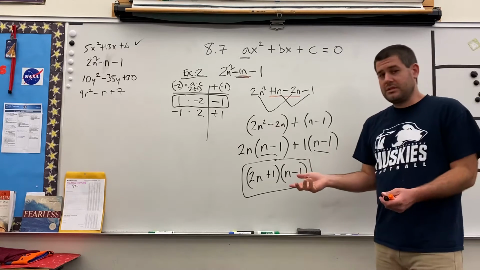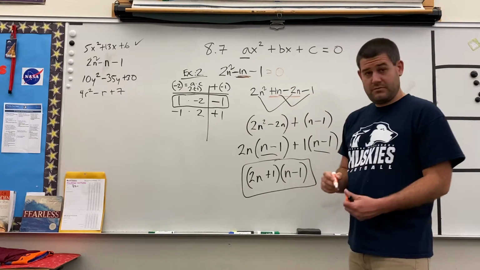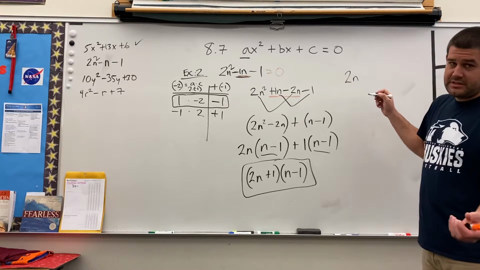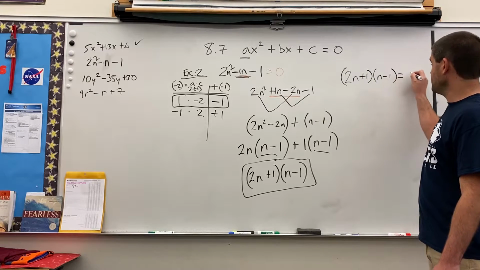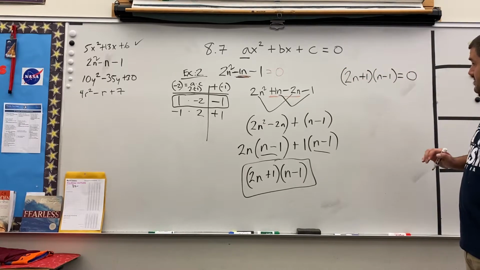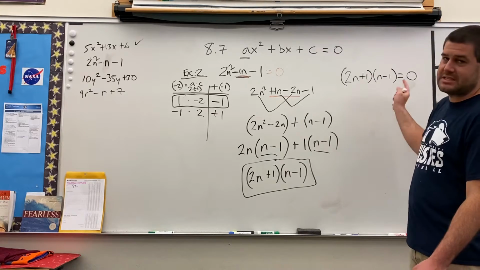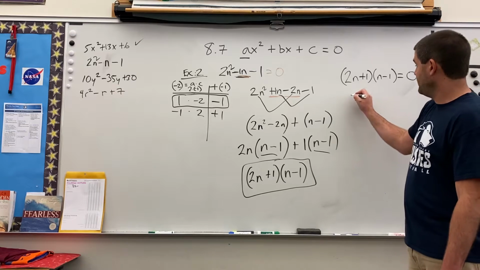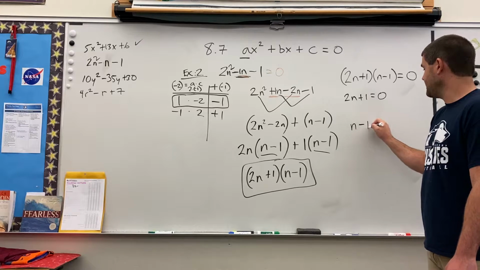Now, in the homework, let's say they ask you to also solve this for equaling 0. Well, just like we did in the last lesson, 2n plus 1 times n minus 1 equals 0 would mean that you make this guy equal to 0 and make this guy equal to 0. Because if either one is 0, then it's going to make your entire equation equal to 0. So 2n plus 1 equals 0, and n minus 1 equals 0.